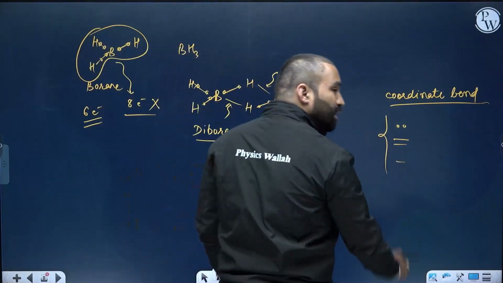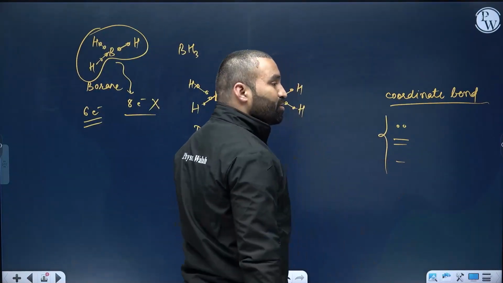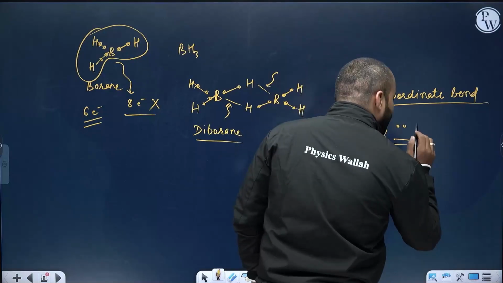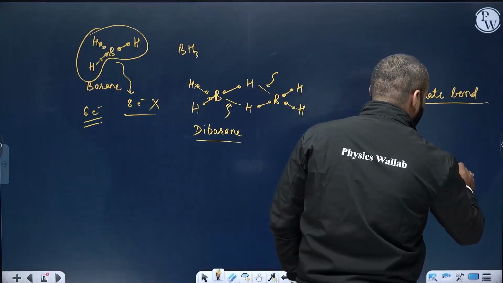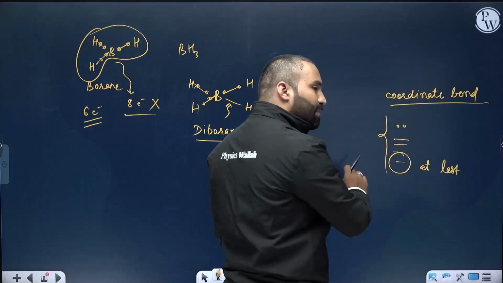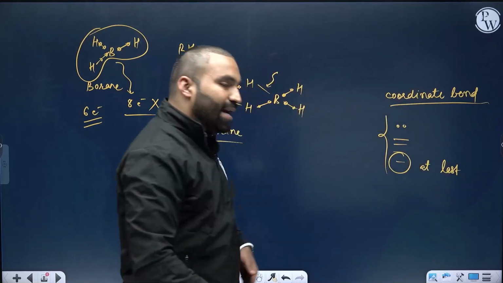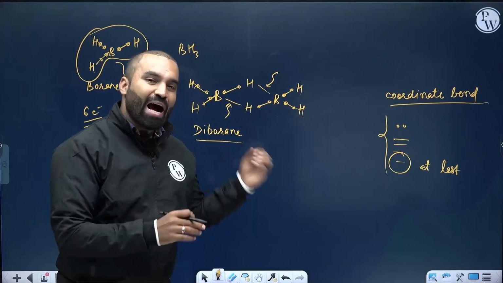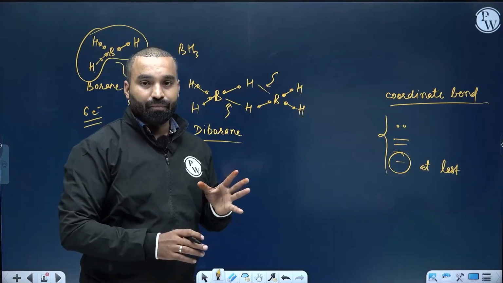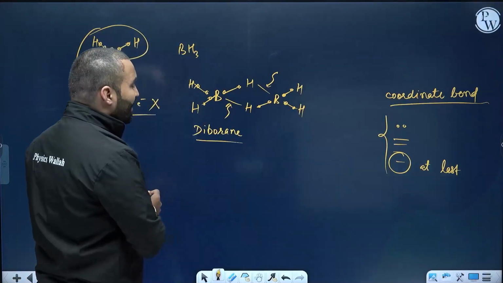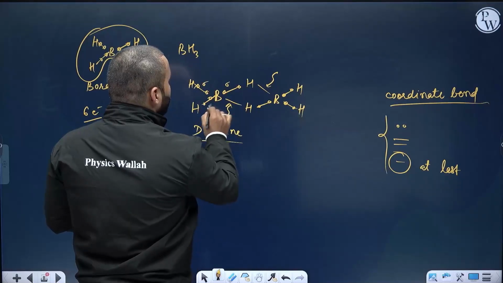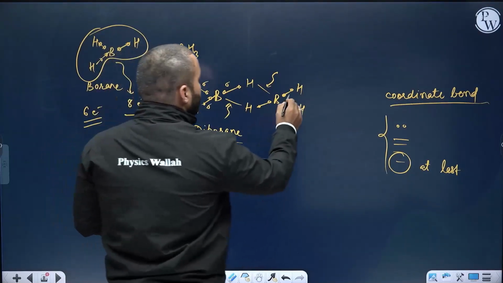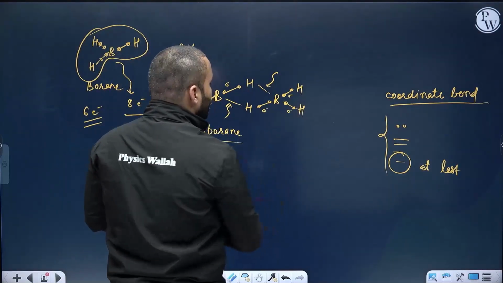Pi bond can also do that. Sigma bond can also do that. But sigma bond is used at last. If none of these are present, sigma bond is present and you want to make a coordinate bond, then you have to use it. What has happened here? This is sigma bond, this is also sigma bond, this is also sigma bond, this is also sigma bond, this is also sigma bond, this is also sigma bond.